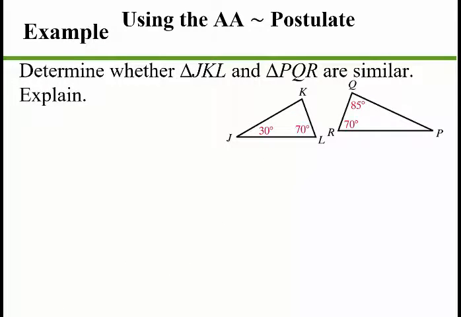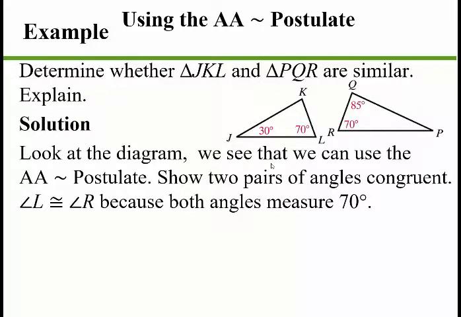All right, let's determine whether triangle JKL and triangle PQR are similar. And let's explain that as well. Looking at the diagram, we see that we can use the angle-angle similarity postulate here. So we want to show two pairs of angles are congruent. First we see that angle L and angle R are both congruent, and they're corresponding angles for the similar triangles. They both measure 70 degrees.